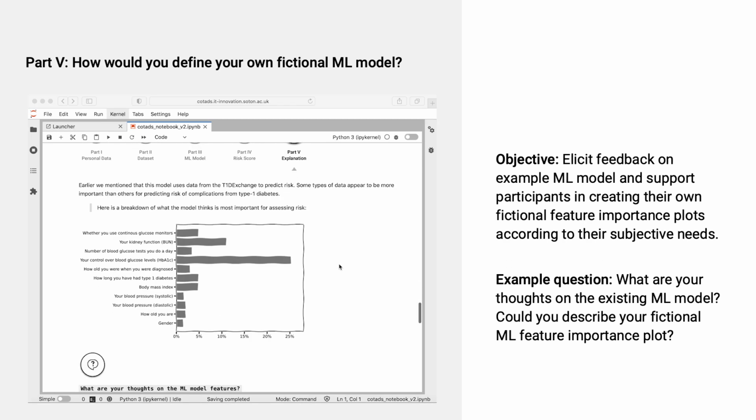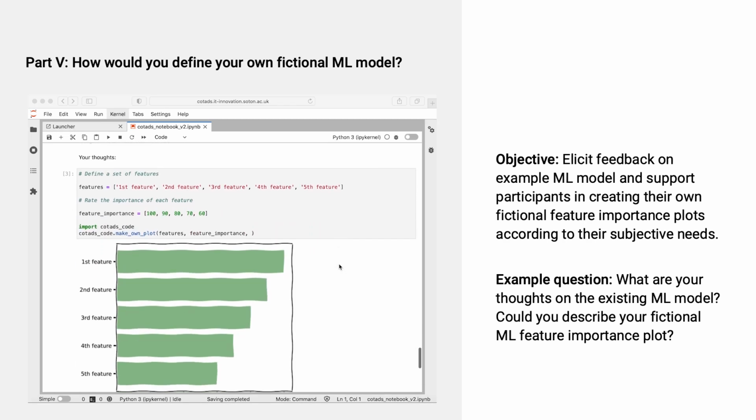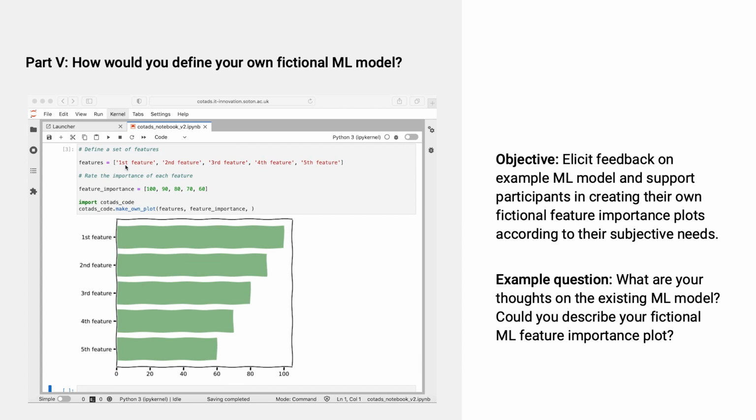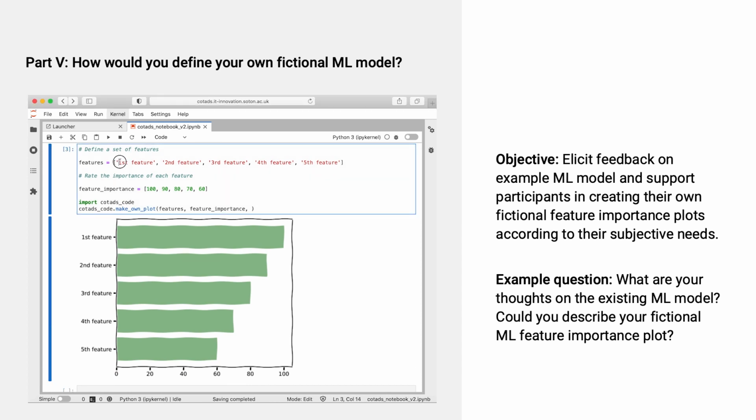Now let's have a look at the last part of the notebook. We revisited the feature importance plot of the example machine learning model. It shows that the most predictive machine learning model features are HbA1c and kidney function. We showed participants how they could create a fictional feature importance plot by changing the values of 2 arrays. Participants could add features such as carbs, stress, and sleep, and also change the feature importance to express their needs.